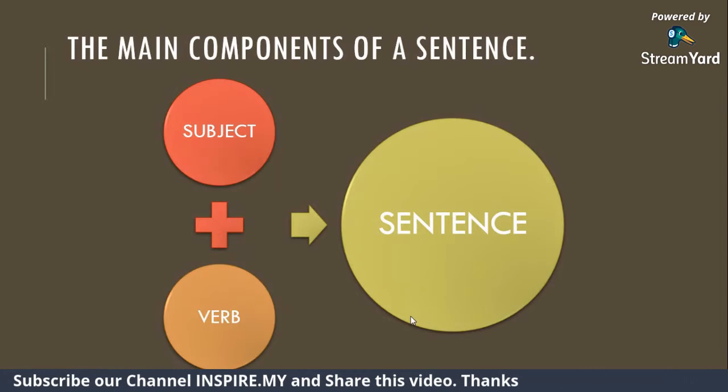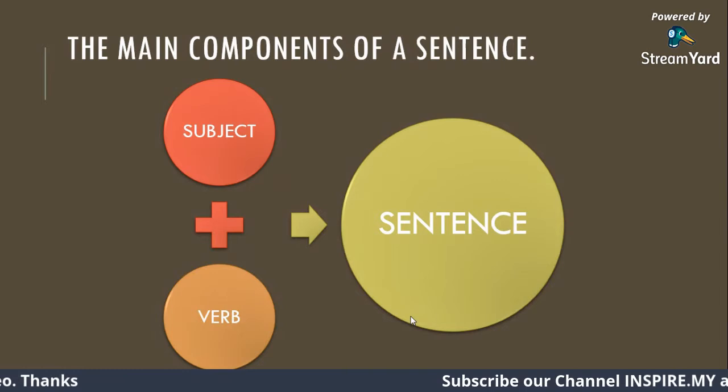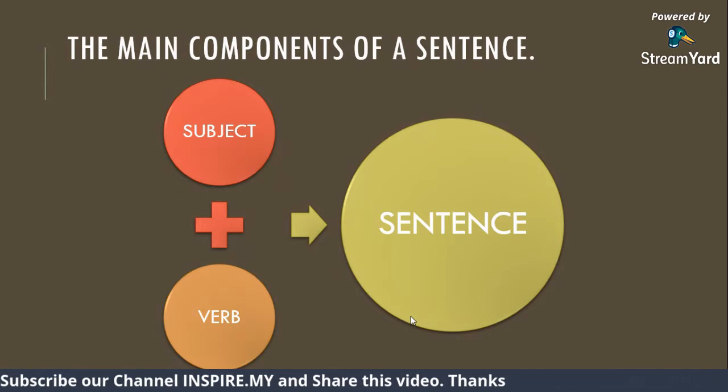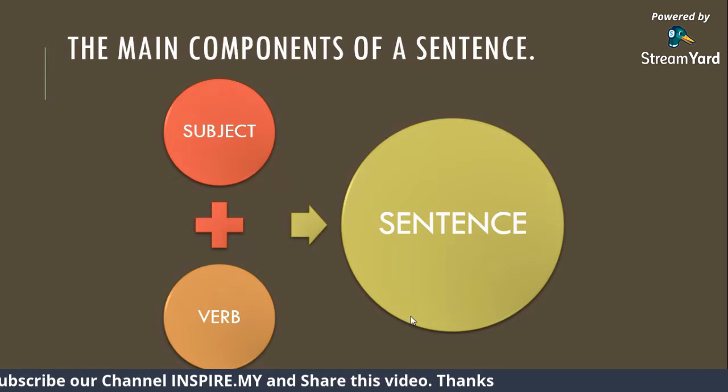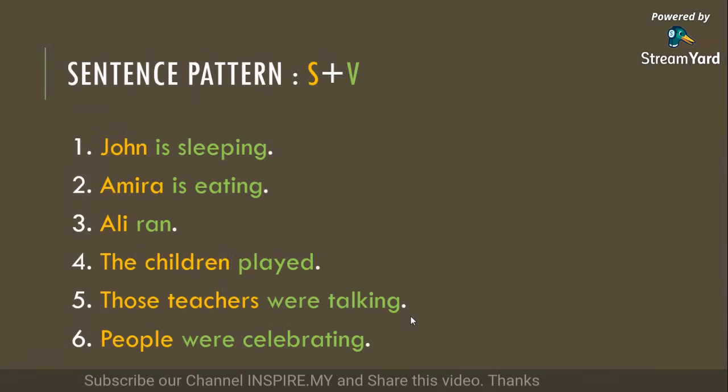The essay you write will not be plain, it will have some flavour. So when you add on, it becomes much nicer to read, and the marker would feel happier to read your sentences, your essay, and they will give you more marks. Okay. So sentence pattern number one: subject plus verb.